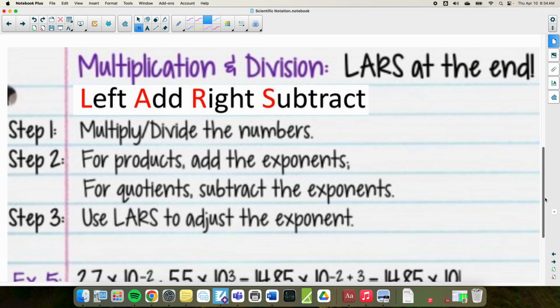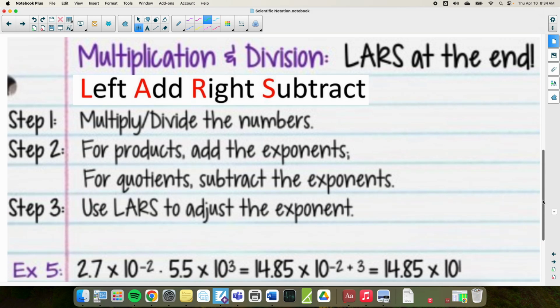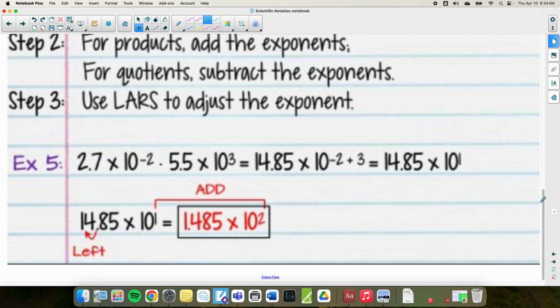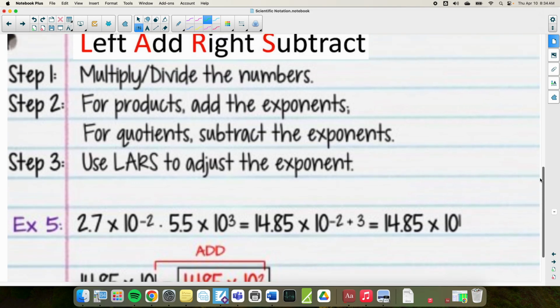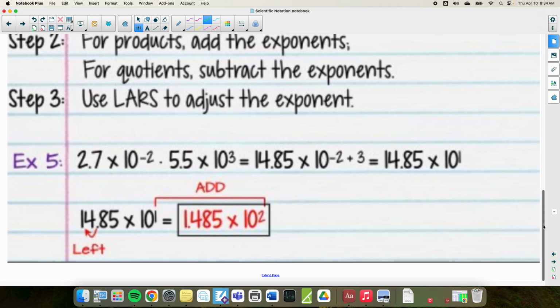So when you have two numbers that are in scientific notation and you're multiplying them or dividing them, the first thing we do is we take our two numbers and we multiply them. So I would take 2.7 times 5.5, but again, you can't use your calculator, you have to do that by hand. And they got 14.85, okay?